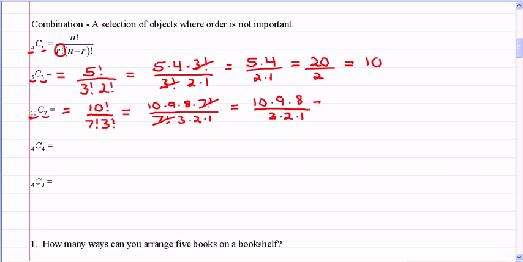And what you could do here is multiply 10 times 9 times 8 and divide it by 3 times 2 times 1, but this 2 times 1 cancels with the 8 and makes it a 4, and this 3 cancels with the 9 to make it a 3. So a simpler calculation would be 10 times 3 times 4, which is 120.